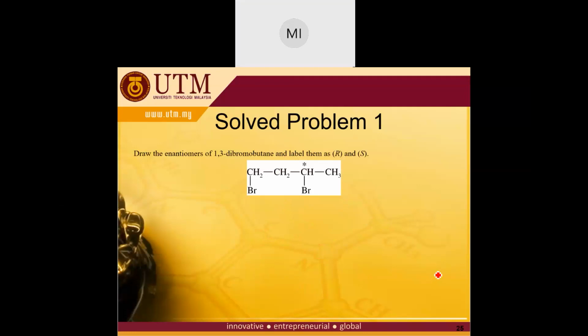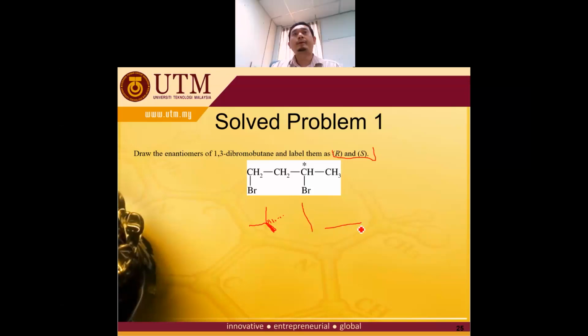Okay, good. So this one, to draw the enantiomer, 1,3-dibromobutane and label as S or R. It's the same as the previous one. You need to draw in 3D using this format, and then you have the mirror image, the enantiomer. Then you need to assign which one is R or S based on the CIP rule.